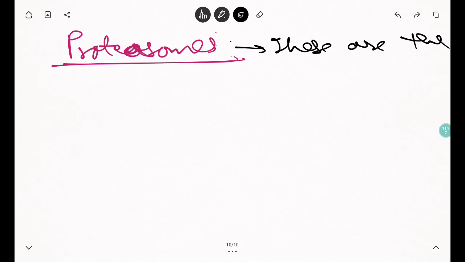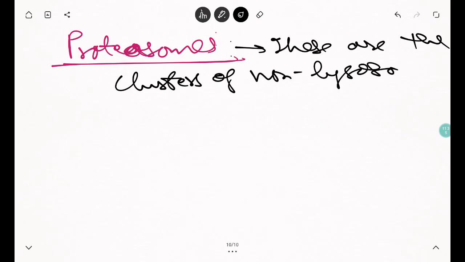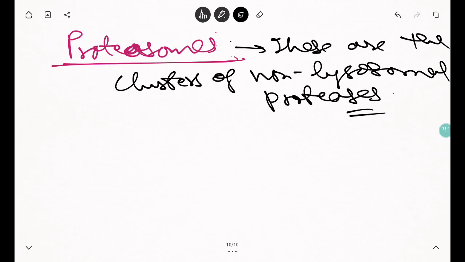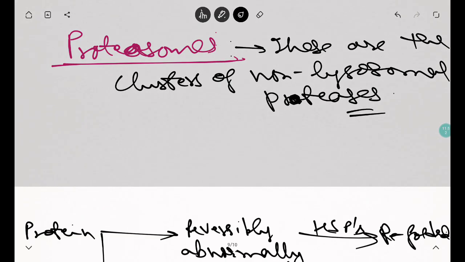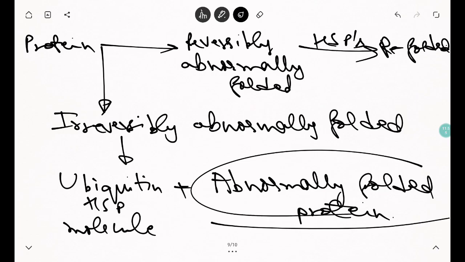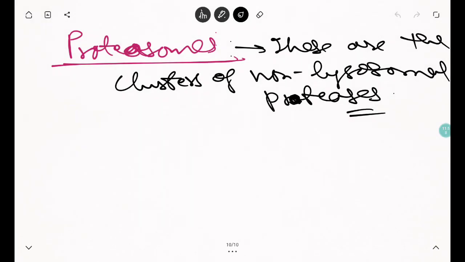Sorry, I wrote something wrong. These are the clusters of non-lysosomal proteases. Okay, let us try to understand this. A protease is an enzyme which can digest protein, and here the protein is the abnormally folded protein. But these proteases do not belong to lysosomes. They belong to bodies which are called proteasomes. Okay, so this is all about HSPs.